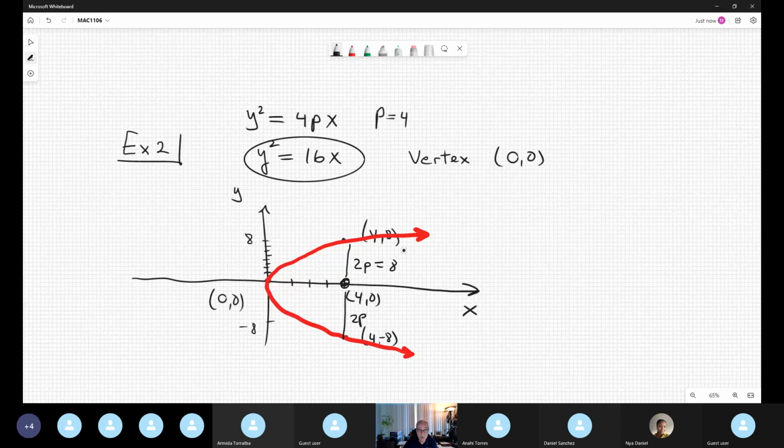Now, symmetry is in that axis. Axial symmetry.